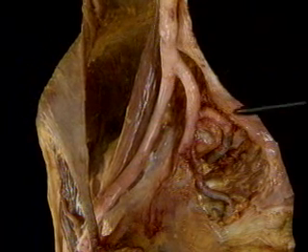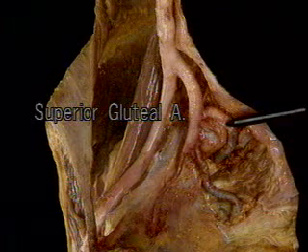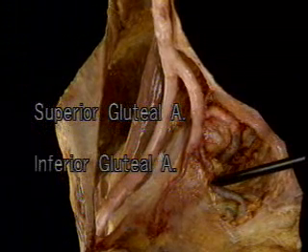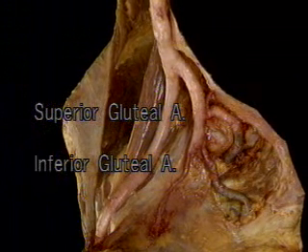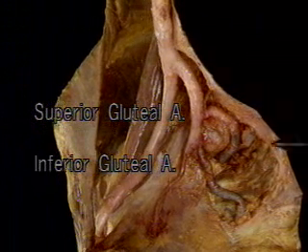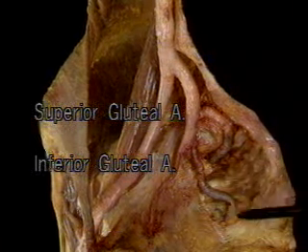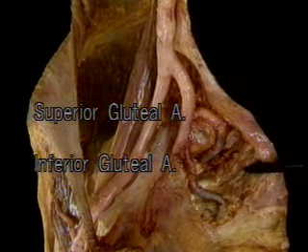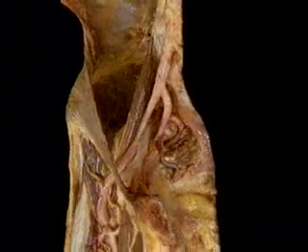Arising from it and a little discolored in this specimen are the superior gluteal and inferior gluteal arteries. They both pass backward through the greater sciatic foramen, one above and one below the piriformis muscle, which is here. To see where they emerge, we'll go right round to the back and remove gluteus maximus.